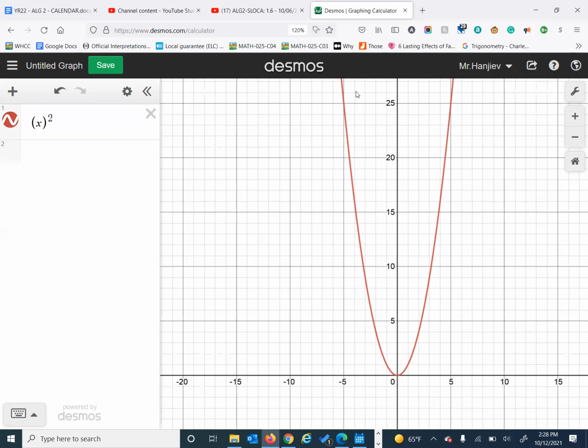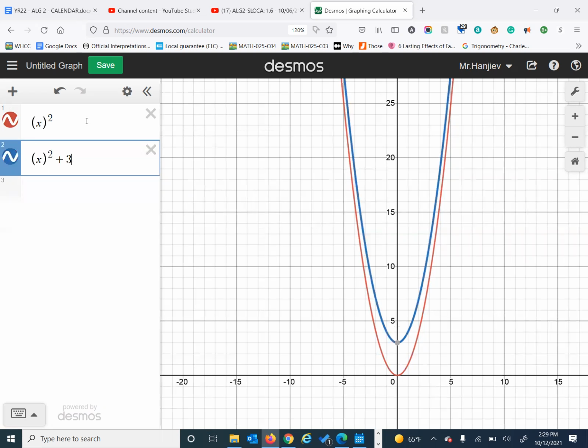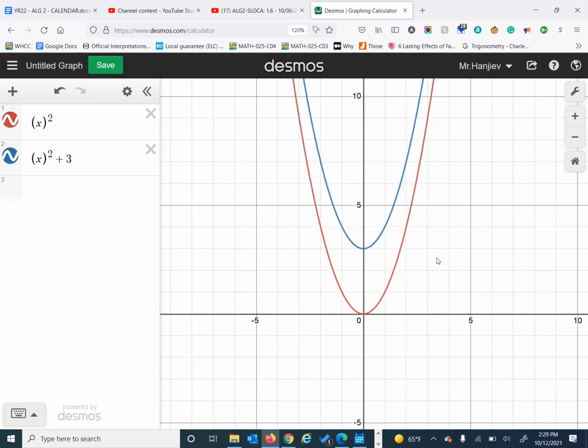Okay, so now the question is this, and we're going to get to the rules here in just a bit, but let's kind of play with this first. I got the red function here. I'm going to put in the same exact thing here, except I'm going to move it 3 units. And so notice what happens from the red graph to the blue graph. This blue graph is 3 units above the red graph.